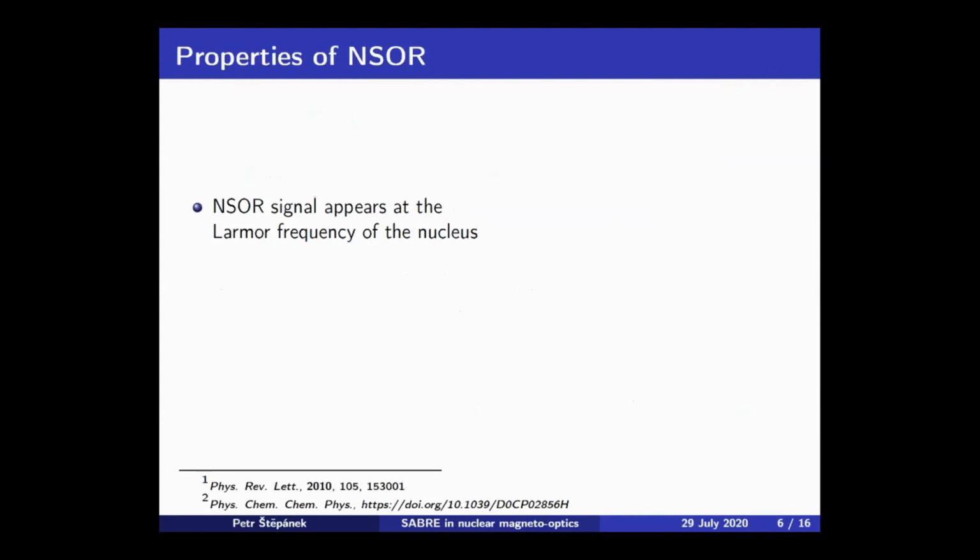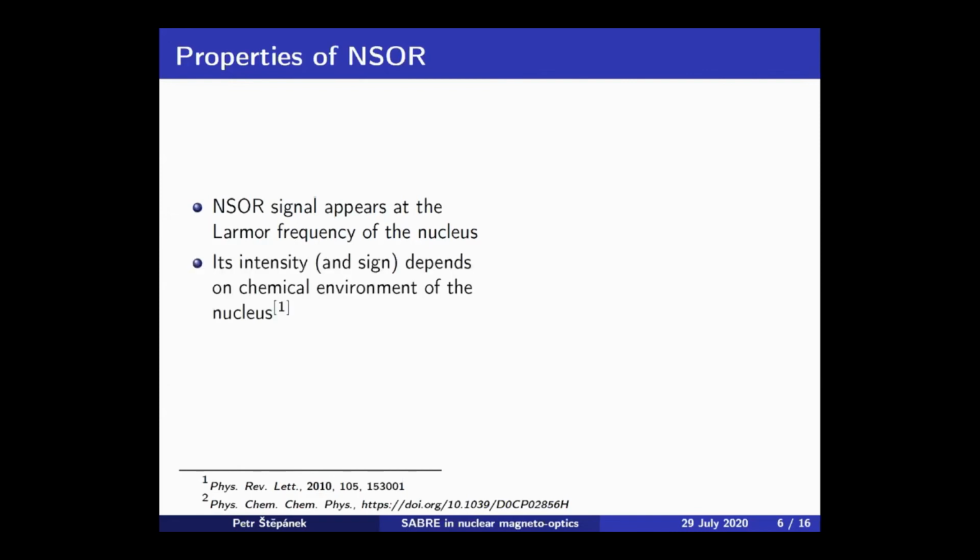Let's have a closer look at the NSOR shortly. As we have said, if the magnetization is oriented with respect to the light beam parallel or antiparallel, the plane of polarization rotates in opposite directions. That means that if the magnetization precesses in the plane in which the beam is traveling, the NSOR will be modulated by the Larmor frequency of the nucleus producing the magnetization. This allows us to separate different nuclei in the experiment.